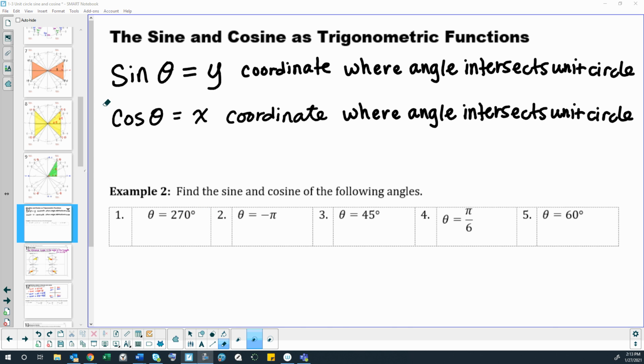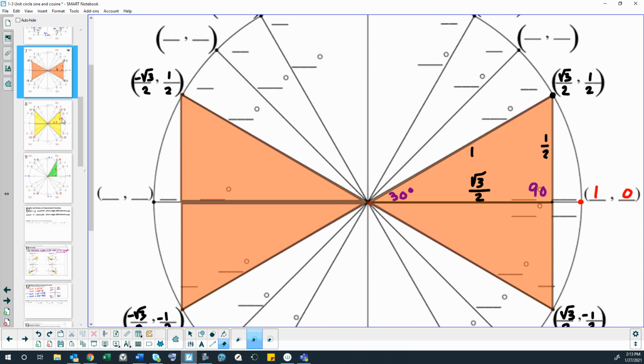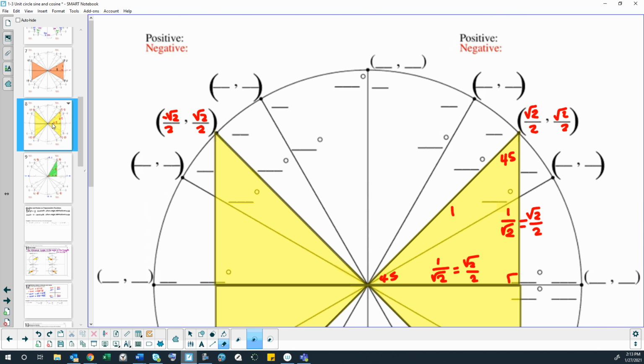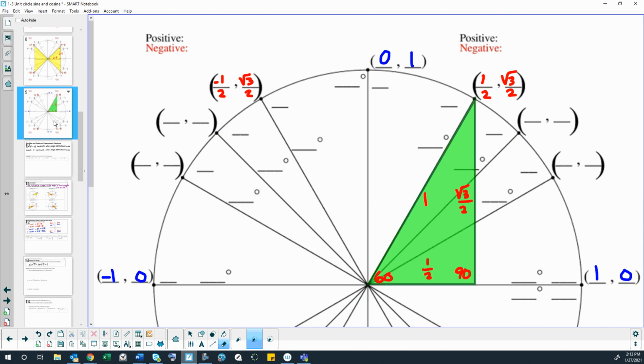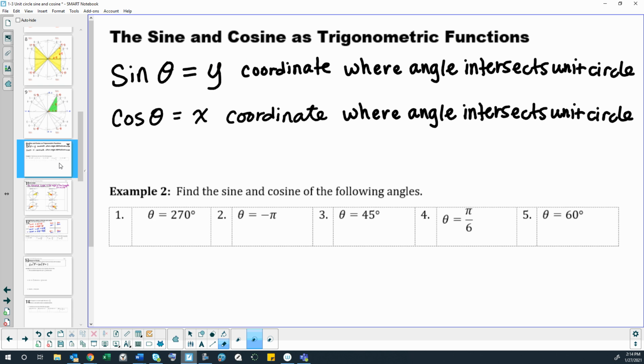Alright, we just got done looking at the triangles and how they apply to each of these special angles on our unit circle. We've also talked about the quadrantal angles and the x and y values for those. Now, why are these x and y values so important?